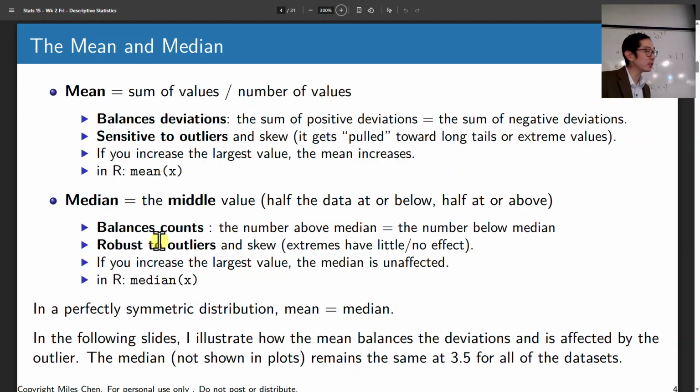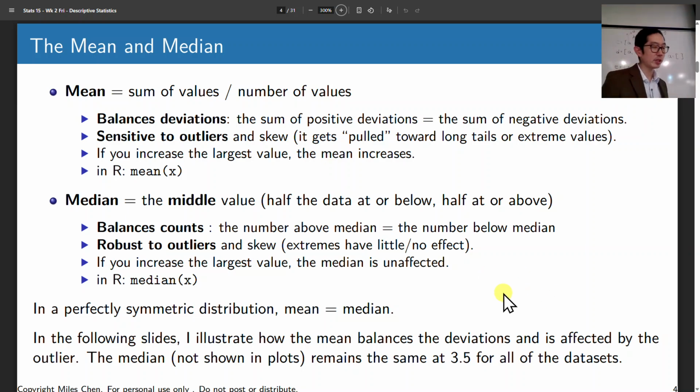The median is what we would say, in contrast to the mean, is robust to outliers, okay? So if you take your largest value and you increase it, the median is going to be unaffected, okay? And then we find the median in R by typing in median, okay? In a perfectly symmetric distribution, the mean is equal to the median, but in cases where you have something skewed, the mean is going to get pulled into the direction of the skew, okay?